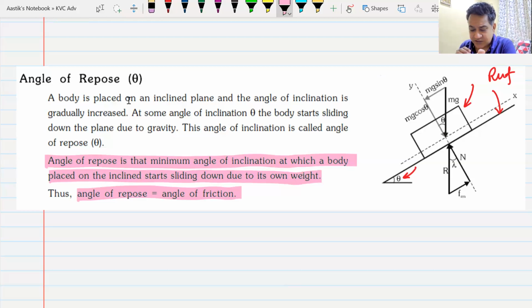Will you get a question in JEE, define angle of repose? No. You don't need that. Okay, so be smart. Let us move ahead.